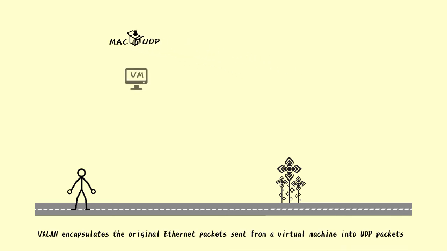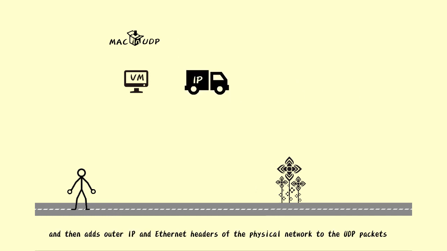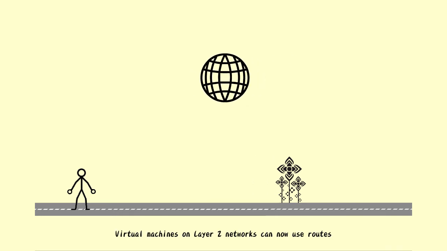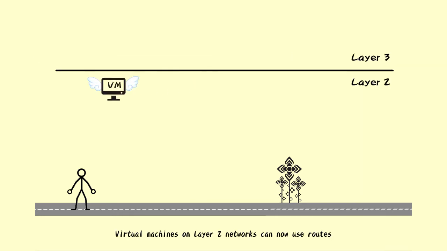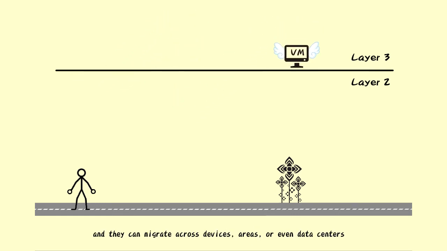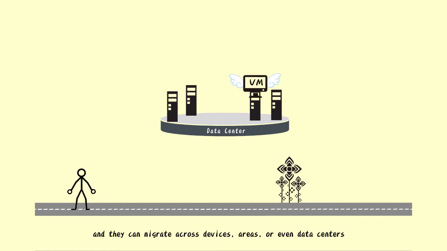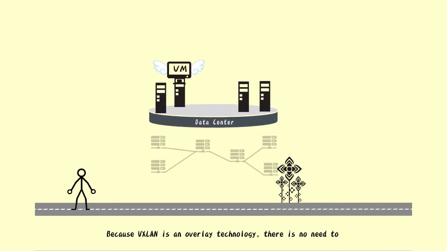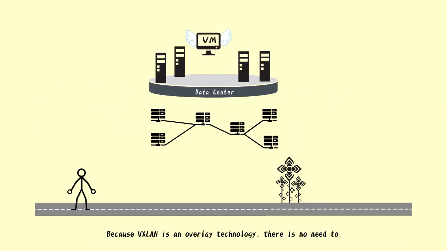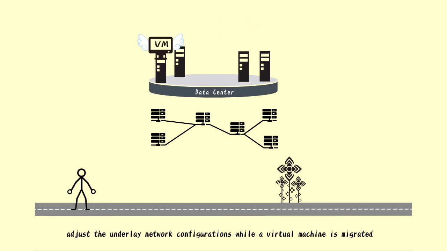VXLAN uses MAC and UDP encapsulation. VXLAN encapsulates the original Ethernet packets sent from a virtual machine into UDP packets and then adds outer IP and Ethernet headers of the physical network to the UDP packets. The encapsulated packets can be forwarded as IP packets over a routing network. Virtual machines on Layer 2 networks can now use routes beyond the Layer 2 and Layer 3 network limitations, and they can migrate across devices, areas, or even data centers. Because VXLAN is an overlay technology, there is no need to adjust the underlying network configurations while a virtual machine is migrated.